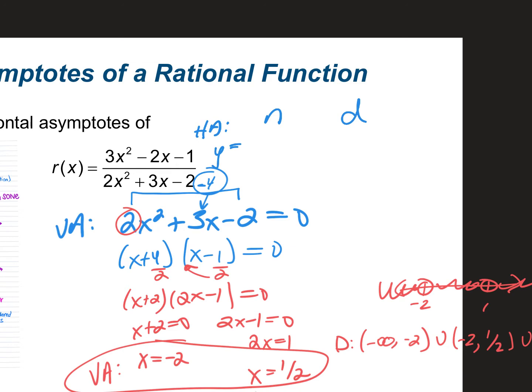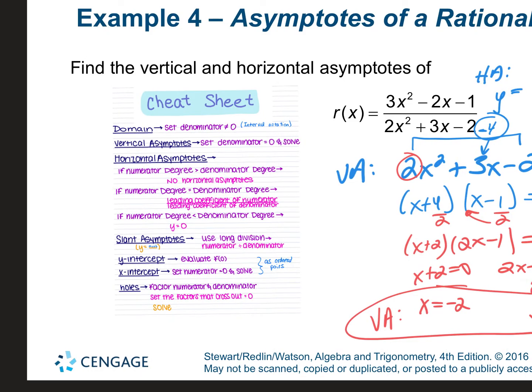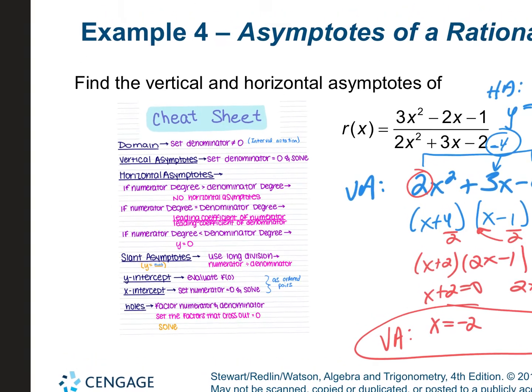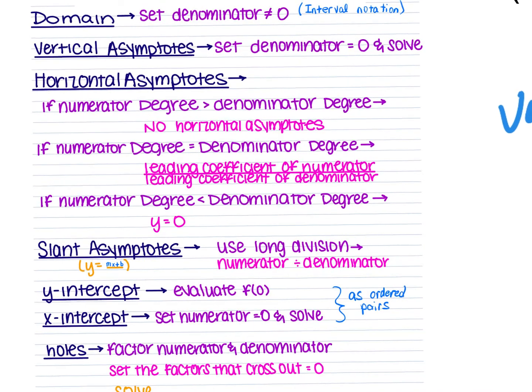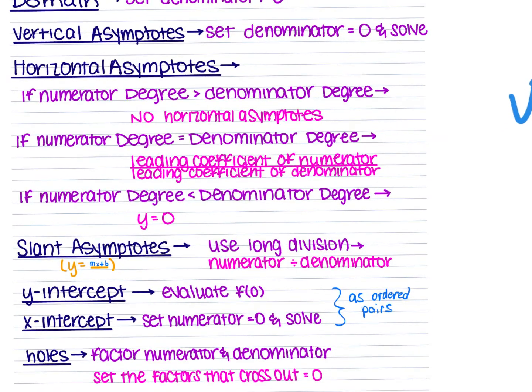Degree means the highest exponent of an equation. What is the degree of the numerator? 2. Agreed. What is the degree of the denominator? 2. What is the relationship between 2 and 2? Is 2 greater than, is 2 equal to, or is 2 less than 2? Equal to. Okay, here's your work. So go to your cheat sheet. And again, you will not have this on the test, so you need to know these things. What does it say if the numerator degree is equal to the denominator degree? How do you find your horizontal asymptote? It's the leading coefficient of the numerator divided by the leading coefficient of the denominator.